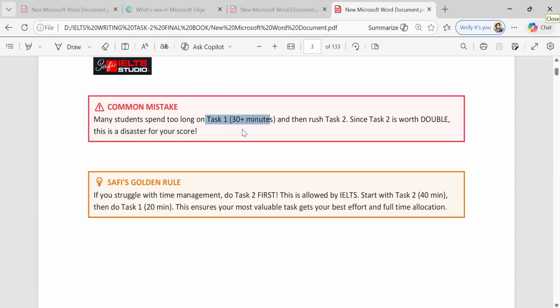Like for example 30 minutes time, then 30 minutes, and then rush to task 2, since task 2 is worth double. So this is a disaster for your score. So make sure what I suggest, what is my rule and what I tell my students.